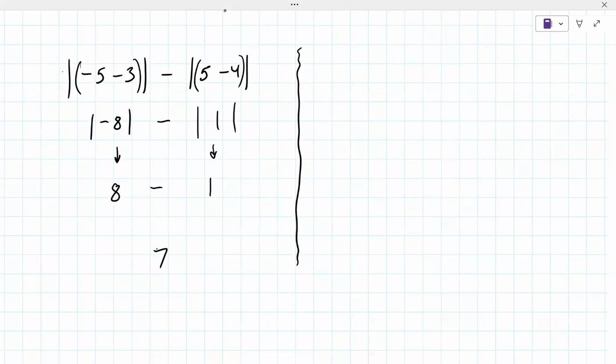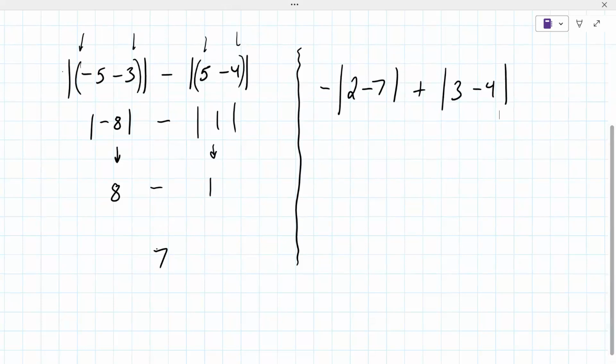So you notice I added these parentheses. You'll need to add those. You can't if they're not there. They're implied. Implied means they're supposed to be there. You're supposed to know that, but now you know. All right. Let's take a look at another problem here. How about 2 minus 7, absolute value with a negative in front, plus absolute value of 3 minus 4. Go ahead and give this a try, please.